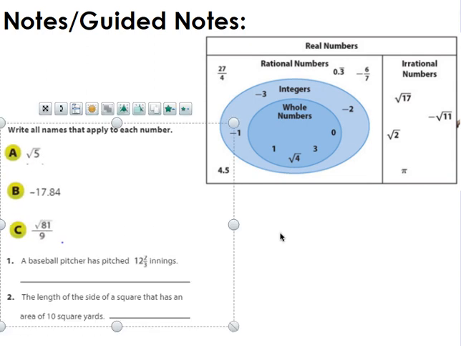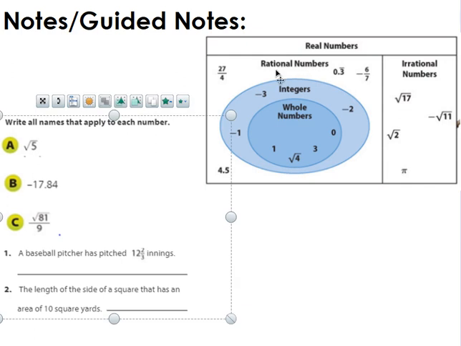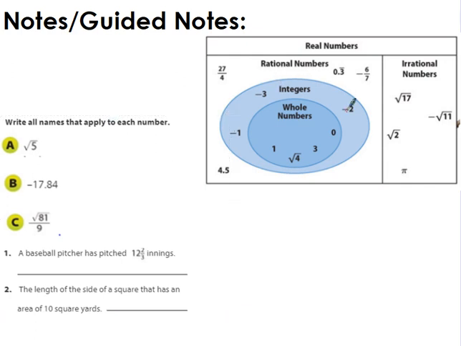What I mean by that is if a number is a rational number, it is possible that it is a whole number or an integer as well. If it's irrational, it's just irrational. Here are a bunch of examples of rational numbers, these are examples of integers, and these are examples of whole numbers.